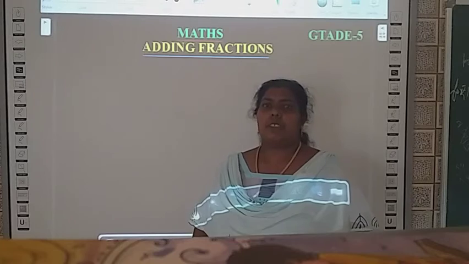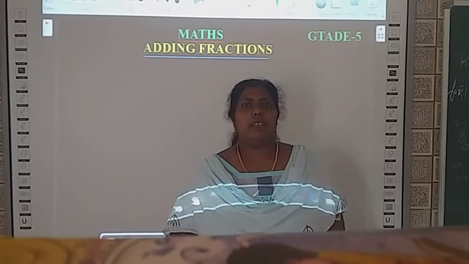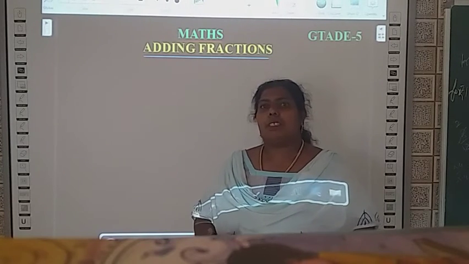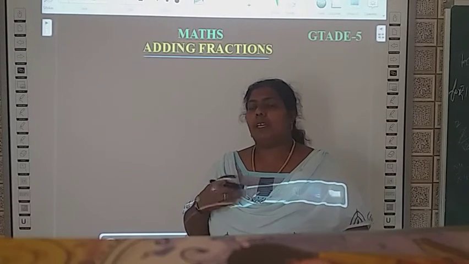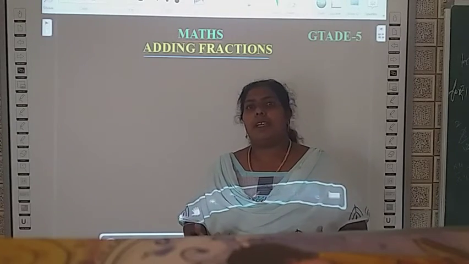Also we are going to discuss adding fractions. Okay, adding like fractions, unlike fractions, then mixed fractions also, right? Yes, adding like fractions is easy, right? What we have to do: if the denominators are equal, that is a like fraction, isn't it? Then we have to add the numerator values.